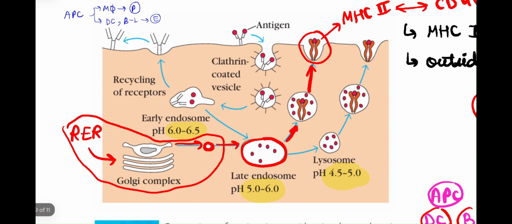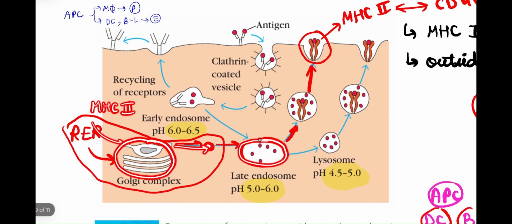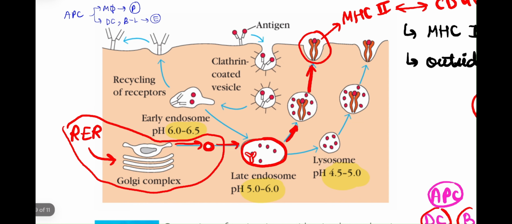In the meantime, the MHC2 will be coming from the RER, will be packaged into the Golgi, and finally it will be fusing with the endosome itself, and there it will combine with the antigen. Unlike MHC1, where the antigen had to first enter the rough endoplasmic reticulum. Now let us look into how the MHC2 is presented in the rough endoplasmic reticulum and then how it is going to the Golgi complex.